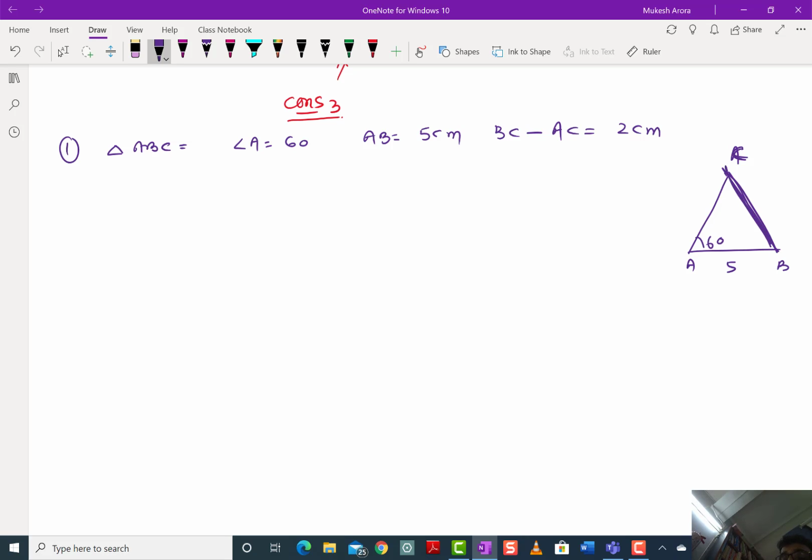Now this side is greater. If the side opposite to the angle is greater, then first of all let's draw AB 5 centimeters and angle A is 60 degrees. Listen to me again. If the side opposite to the angle is greater, then we have to extend this downward to X.